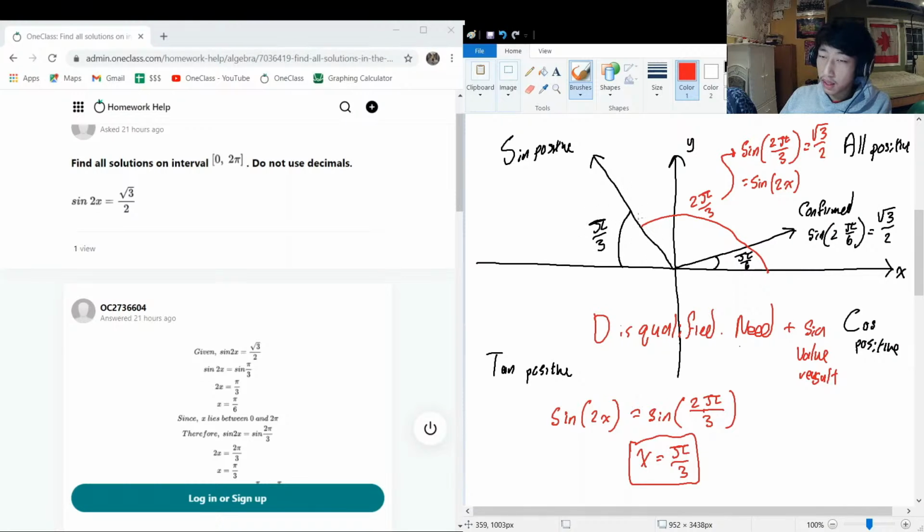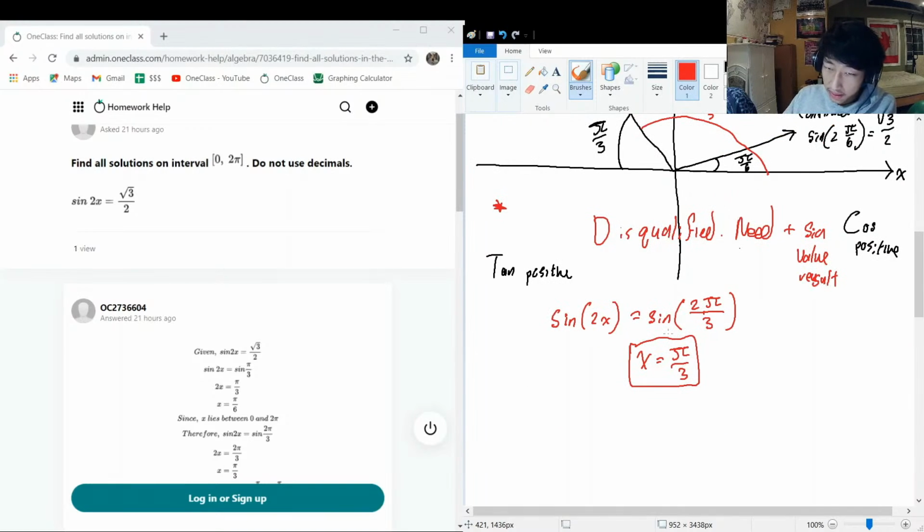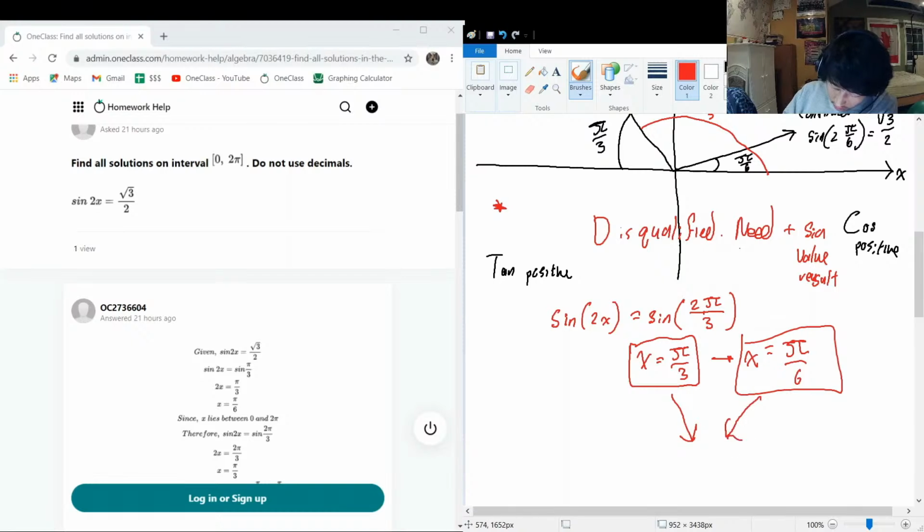We're looking for the angle with respect to the x-axis. In the quadrant here, we're going to go clockwise from the x-axis. In the quadrant here, we're going to go counterclockwise from the x-axis. So always make an angle measurement from the x-axis, and make sure that your angles correspond to that. Okay, cool. So our two answers: x equals pi over 3, and x equals pi over 6. Both of these lead to situations where sine 2x is equal to root 3 over 2.